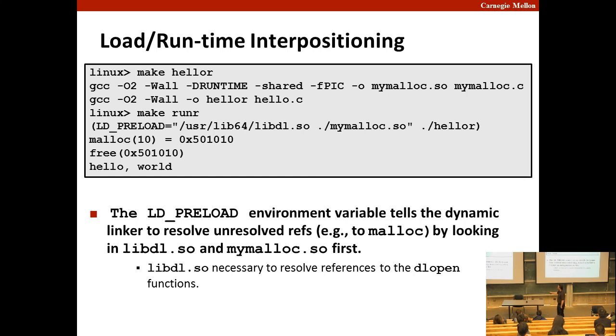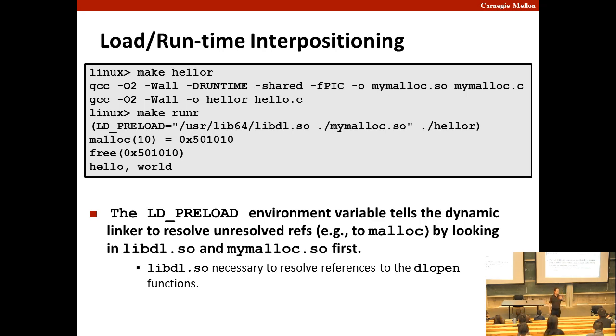Okay. Boom. The LD_PRELOAD environment variable tells the dynamic linker to resolve unresolved symbols by looking in whatever it's told, right? And so here we see an LD_PRELOAD that's preloading libdl and my malloc library. And so now it's going to preload my malloc library. All right?